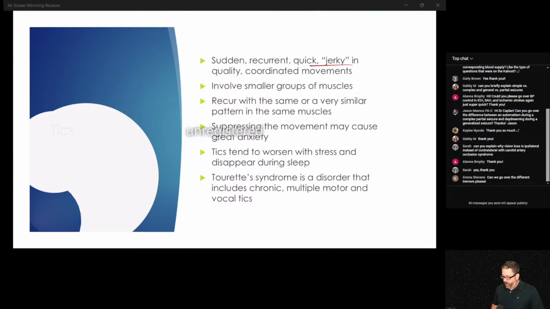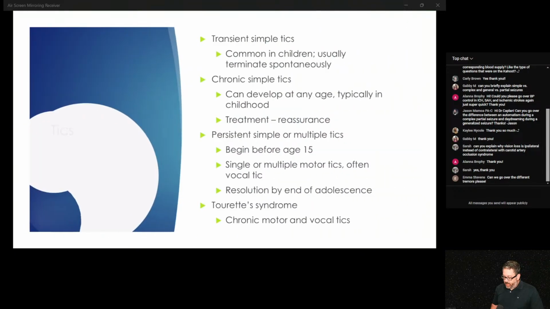Tics, jerky, quick, uncoordinated movements, small muscle groups, so like in the eyes they'll twitch, maybe the lips, they'll have these constant little tics. Same pattern, same muscle groups. Tourette's is an example of it. Tics worsen with stress and disappear during sleep. Transient simple tics are common in children, just resolve on their own. Chronic simple tics, again, usually more in childhood. Reassurance, a lot of these tics just reassure that it's not a major problem as they go away as the kids get older. But if you talk about it, then they get self-conscious about it, and they can develop complexes and stuff like that about it. And Tourette's is chronic motor and vocal tics.